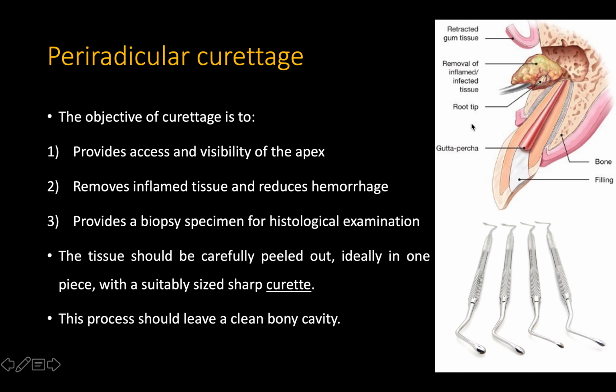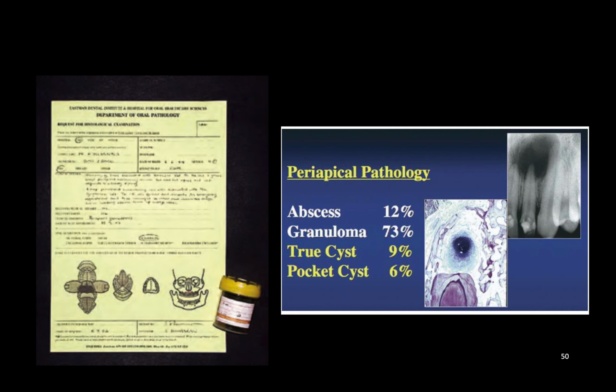Now, the tissue should be peeled out carefully, ideally in one piece, using a suitable curette. And then we have to make sure that we end up with a clean bony crypt or bone cavity. We should keep the soft tissue, the diseased periapical tissues, and store it in formalin, and then we send it for histologic examination.